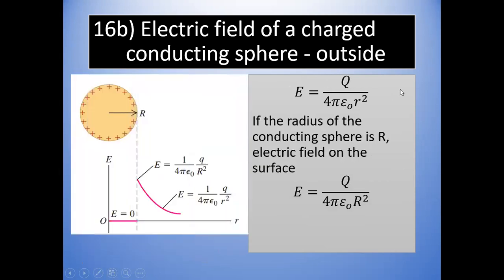Then we must know how to draw the electric field inside the sphere: 0. Electric field outside, right? It decreases. As the radius increases, the electric field strength decreases. Actually, the small r and the big R, what do they indicate? Big R is the radius of the charged sphere. Small r is the distance from the center of the sphere.